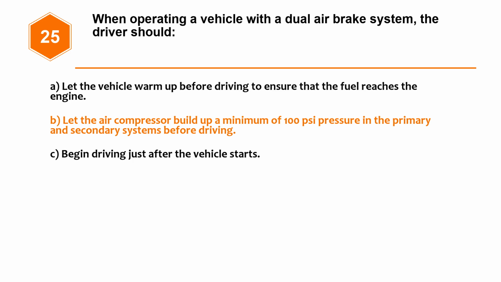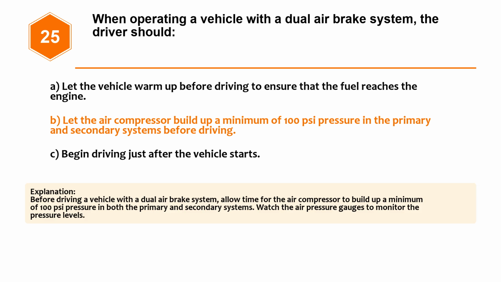The correct answer is option B. Let the air compressor build up a minimum of 100 psi pressure in the primary and secondary systems before driving. Explanation. Before driving a vehicle with a dual air brake system, allow time for the air compressor to build up a minimum of 100 psi pressure in both the primary and secondary systems. Watch the air pressure gauges to monitor the pressure levels.